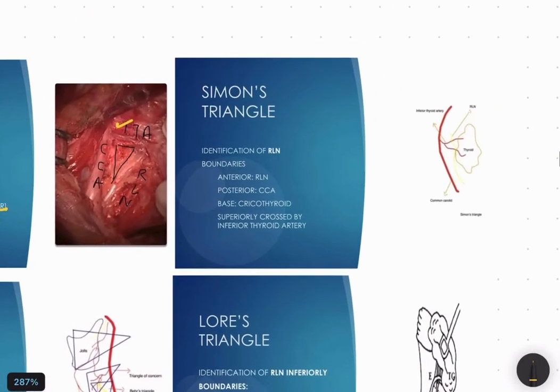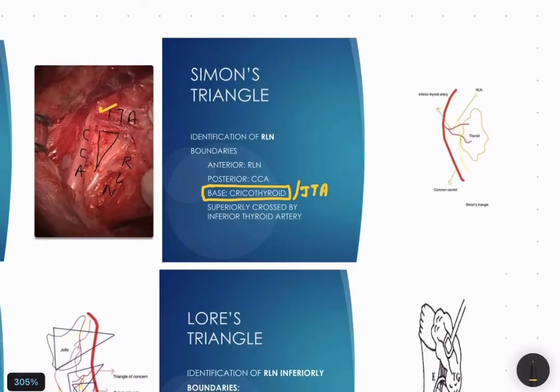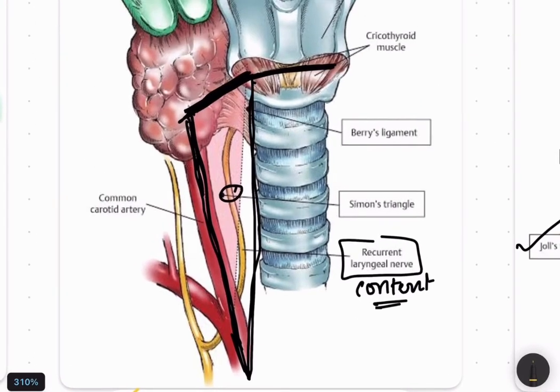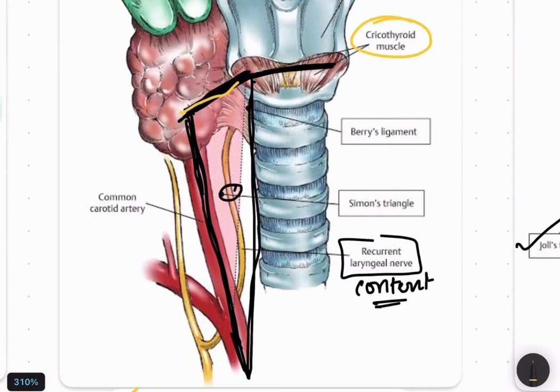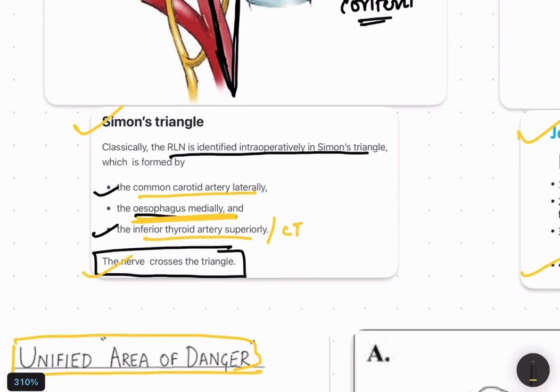Okay, side by side we have to know Simon's triangle. The same thing is there, but what you have to remember is that the base is not the common carotid artery. Your base is the cricothyroid, or you can also remember the inferior thyroid artery, which is above. Esophagus is medial, common carotid lateral, and inferior thyroid artery superiorly, or cricothyroid as I also told you here. See, cricothyroid muscle or inferior thyroid artery. You can remember it in that way. And the nerve is crossing through this triangle.